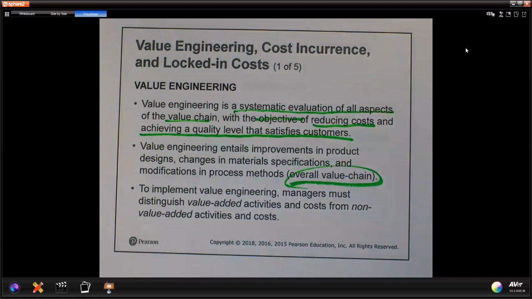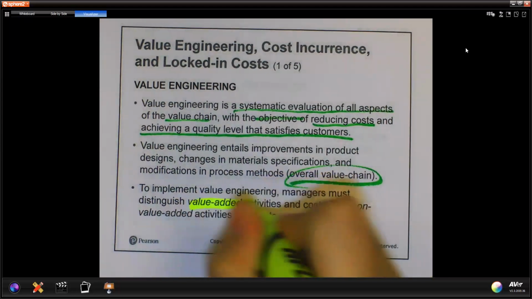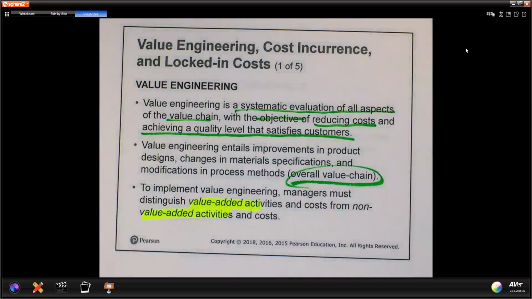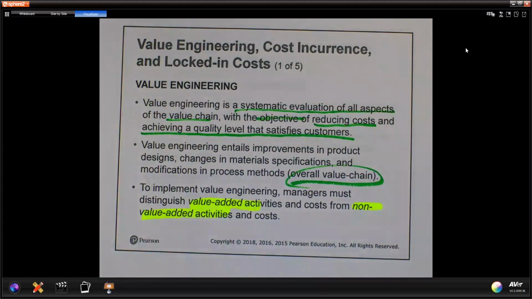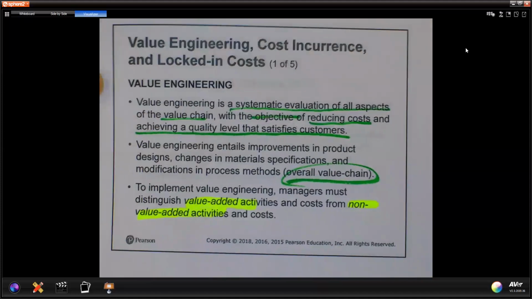To implement value engineering, managers must distinguish two things. I want to explain this to you, and you may be tested on it: value added cost and non-value added cost. What is value added, and what is non-value added? Very easy from the name: the cost of an activity that adds value to your product is value added. The activity or cost that doesn't add value is non-value added. Let's look at some examples, and you will feel better.